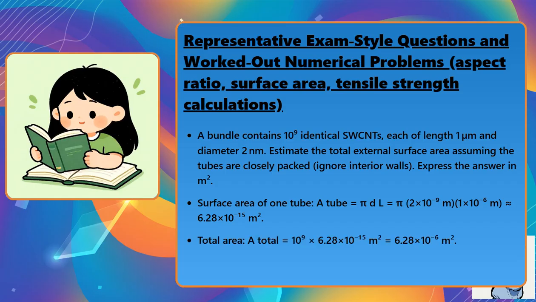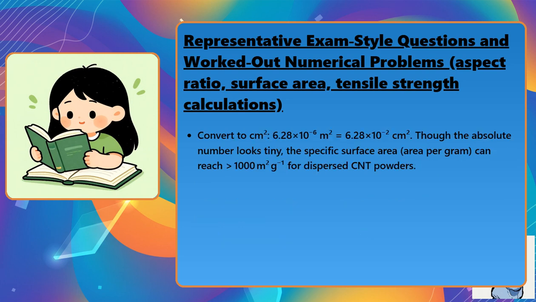Total area. A sub total equals 10 to the 9 times 6.28 times 10 to the minus 15 square meters equals 6.28 times 10 to the minus 6 square meters. Convert to square centimeters. 6.28 times 10 to the minus 6 square meters equals 6.28 times 10 to the minus 2 square centimeters. Though the absolute number looks tiny, the specific surface area per gram can reach greater than 1,000 square meters per gram for dispersed carbon nanotube powders.